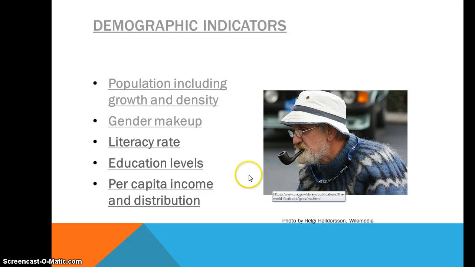So coming back to our other questions, what about literacy rate? And once again, I won't belabor the point and jump back and forth, but the CIA World Factbook does a very good job on literacy rates and education levels.